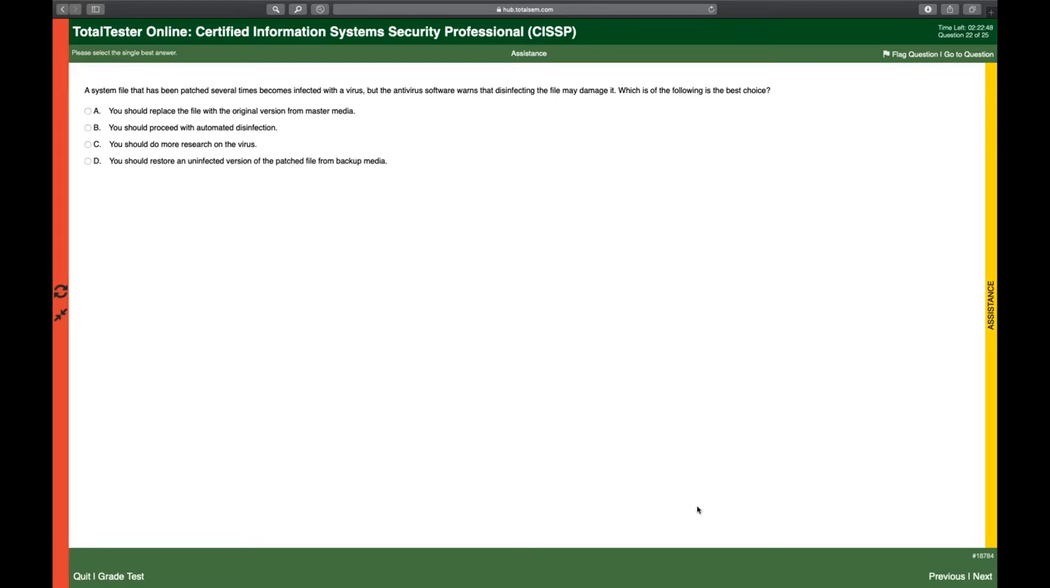All right, 22. A system file that has been patched several times becomes infected with a virus, but the antivirus software warns that disinfecting the file may damage it. Which of the following is the best choice? I'm ready. All right, go for it. Delta. Yep, I agree. I feel good about that one.